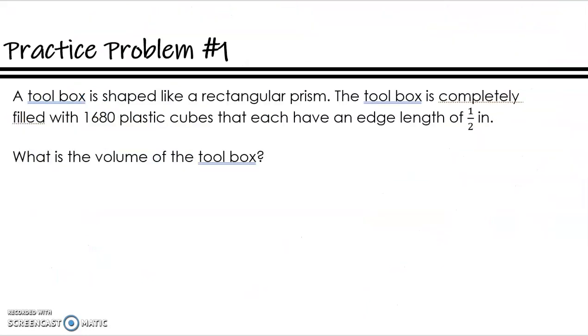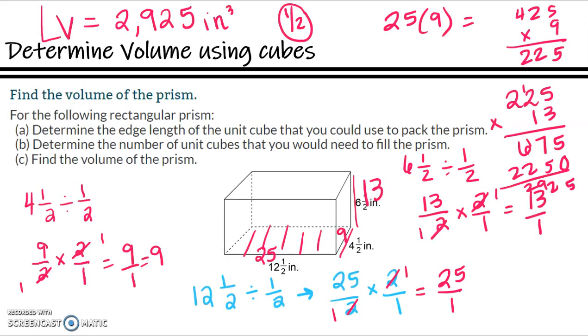Okay, so let's try this one. A toolbox is shaped like a rectangular prism. The toolbox is completely filled with 1,680 plastic cubes. So that we're kind of working backwards. Here we found how many cubes it took. Okay, and actually this should say cubes, I'm sorry.